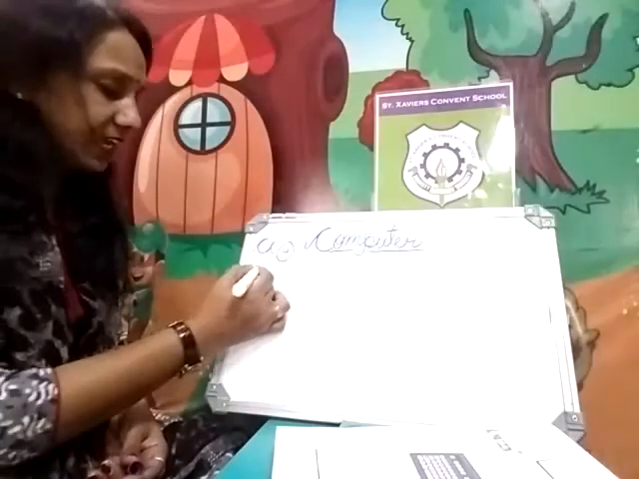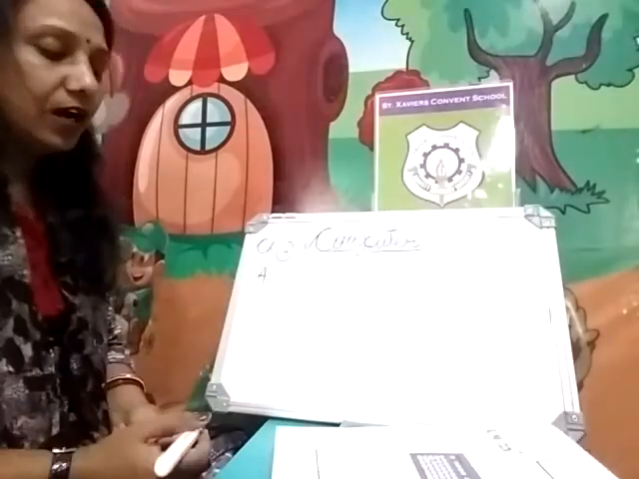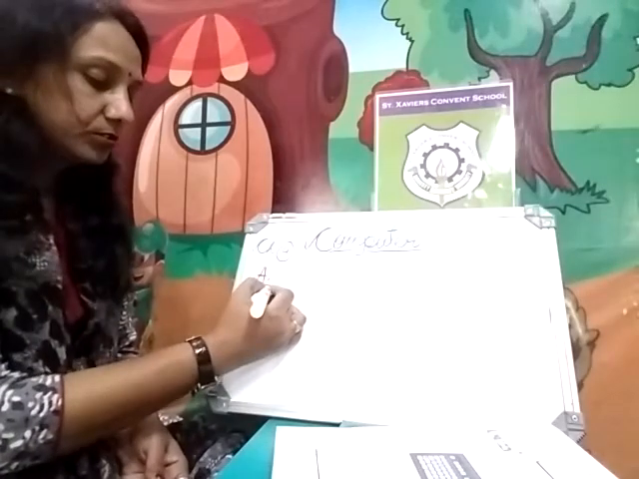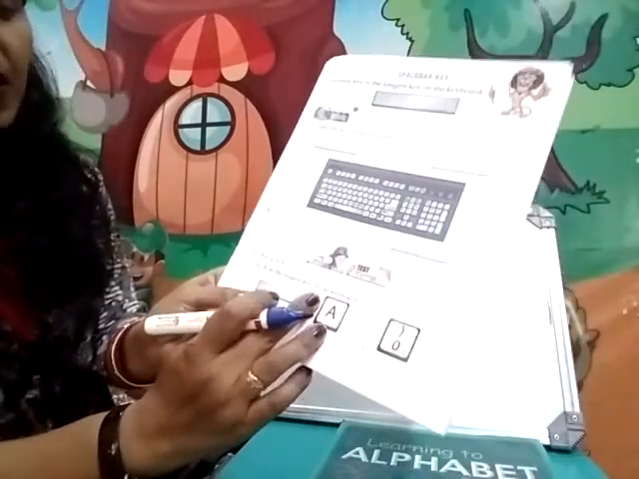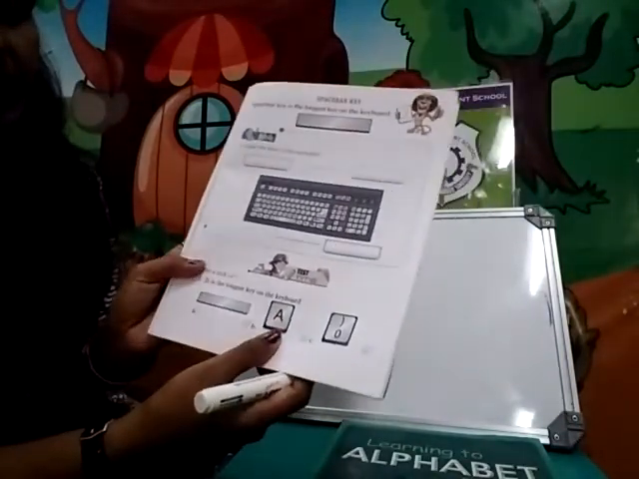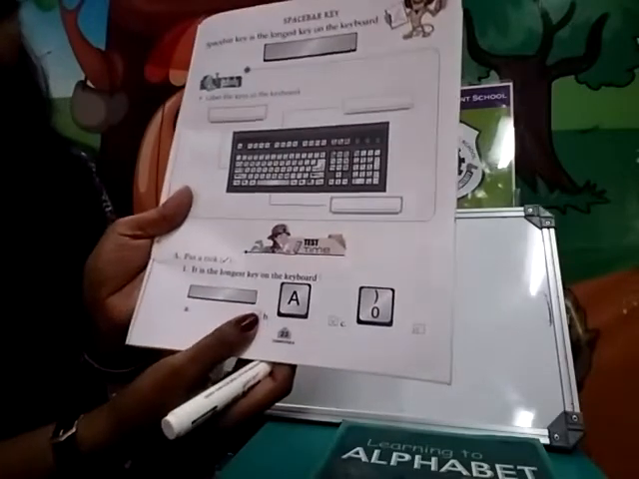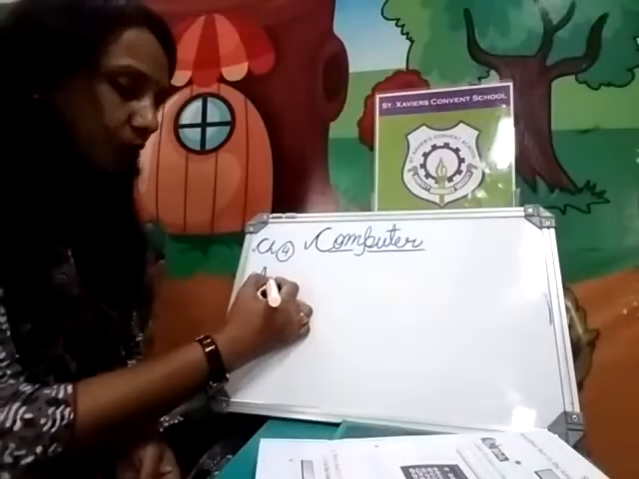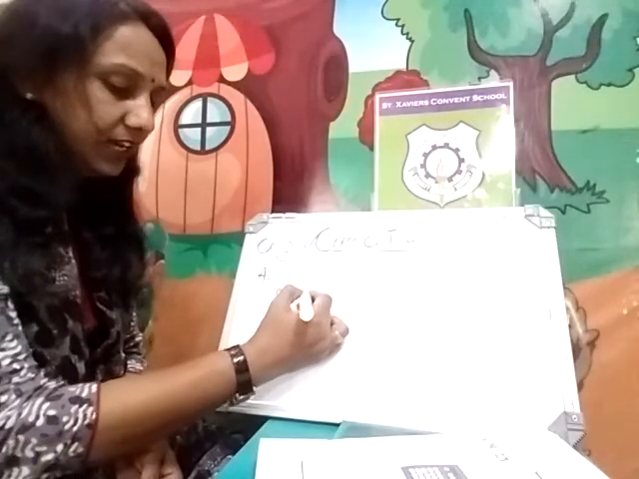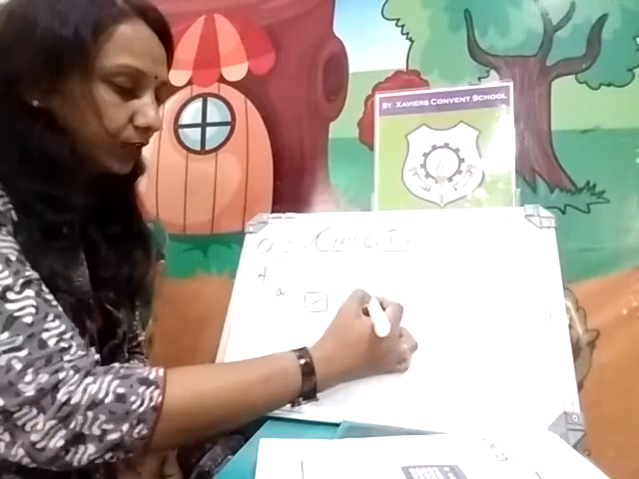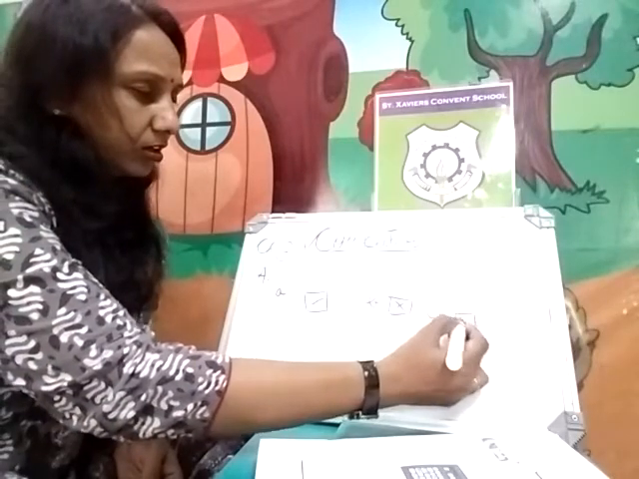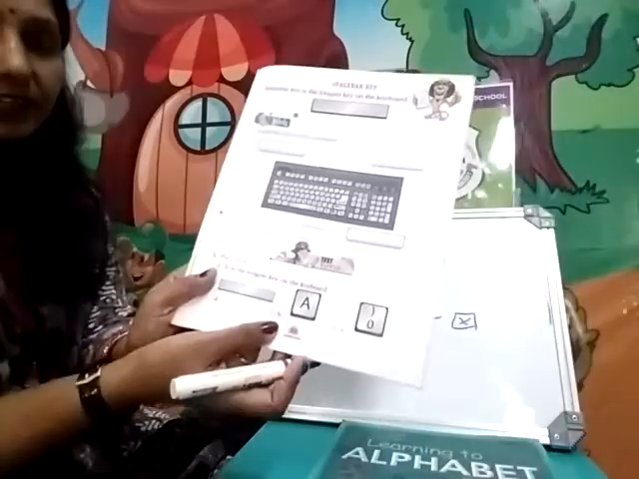Now exercise A, you see, put a tick for the correct one. It is the longest key on the keyboard. Is option A right, option B right, or option C? Here you can see that picture, the longest one. This option A is right. So you have to take that option A. Okay. B wrong, C wrong. Option A you will mark right.